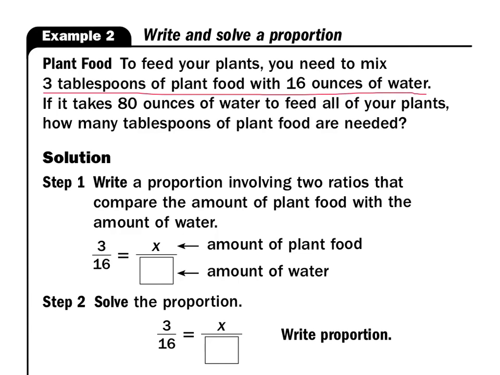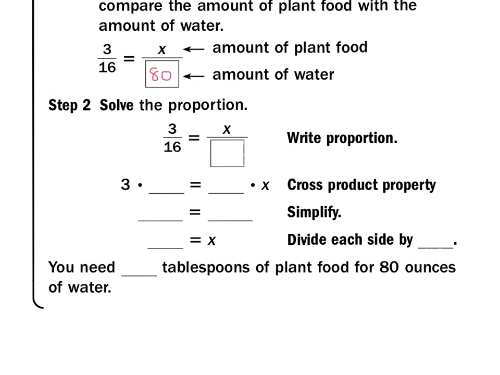The first one is going to be that part I underlined up there, 3 over 16. 3 being the amount of plant food, and 16 being the amount of water. On the other side, we're given that we need 80 ounces of water to feed all of our plants. So that has to go on the bottom with the 16. We have an unknown amount of plant food, which is x, that goes on the top. And then we will use cross products to solve that proportion. So it's 3 over 16 equals x over 80.